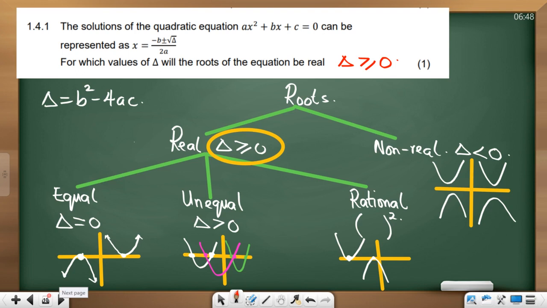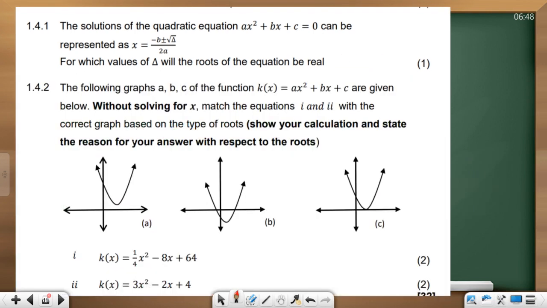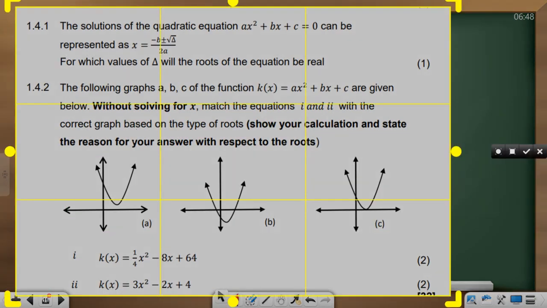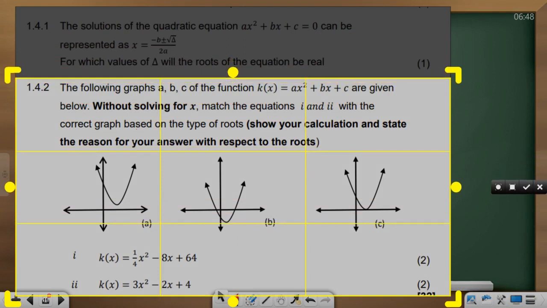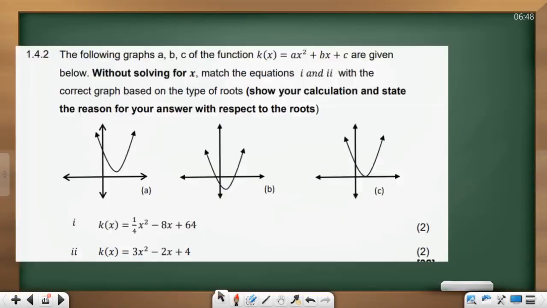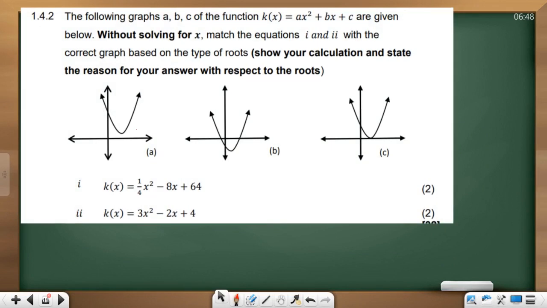So I have a question here that was set in a very, very unique way. So this is actually testing, do you understand what roots are in relation to functions as well? All right, the following graphs A, B, C of the function k of x equals ax squared plus bx plus c are given below. Without solving for x, match the equations 1 and 2 with the correct graph based on the type of root. Show your calculations and state the reason.